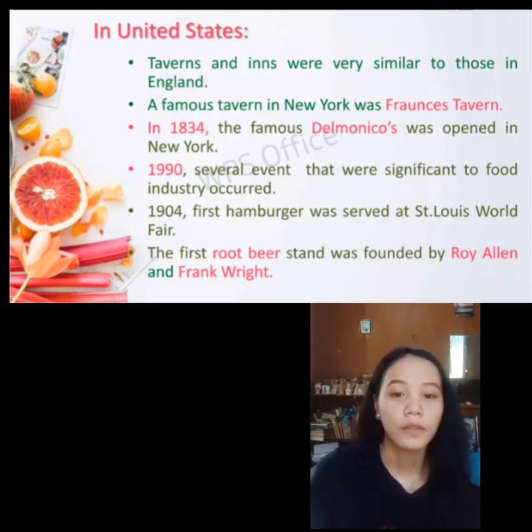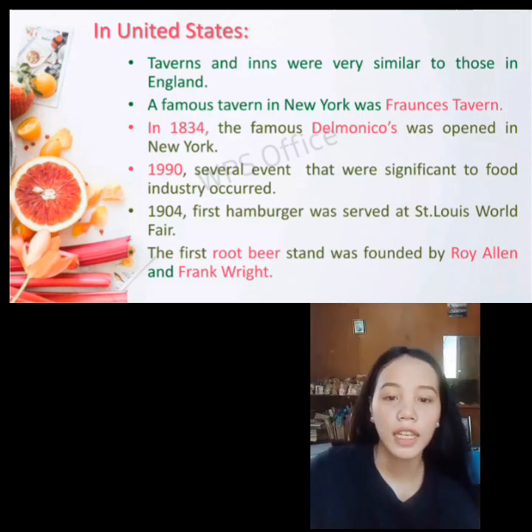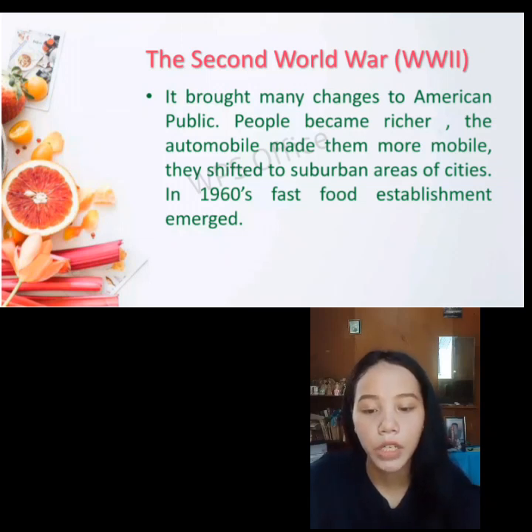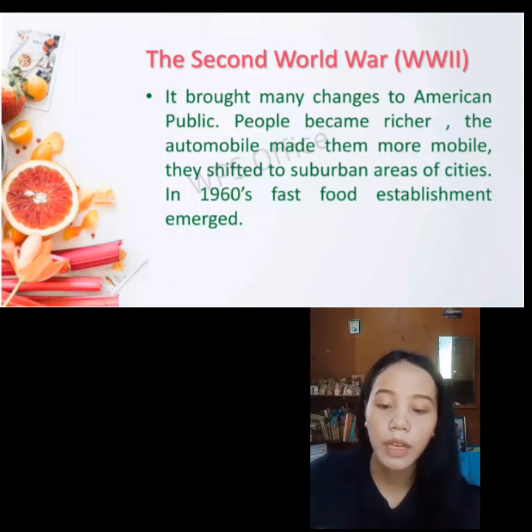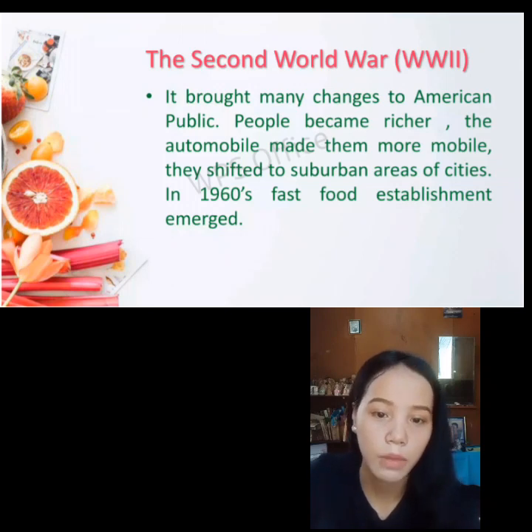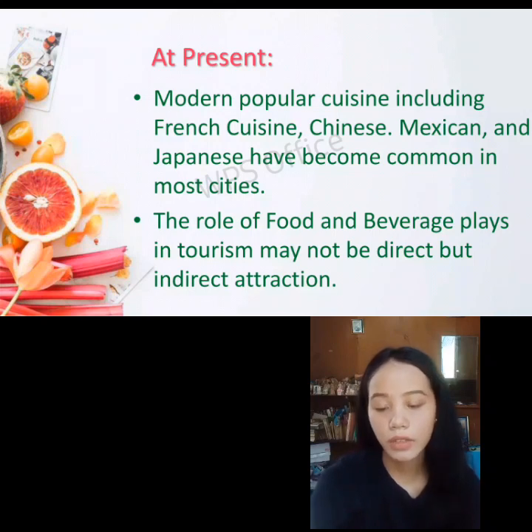In 1834, the famous Delmonico's was opened in New York. The first root beer stand was founded by Louis Allen and Frank Wright. The Second World War brought many changes to the American public. People became richer. The automobile made them more mobile. They shifted to suburban areas of cities. In the 1960s, fast food establishments emerged. At present, modern popular cuisines including French, Chinese, Mexican, and Japanese have become common in most cities.